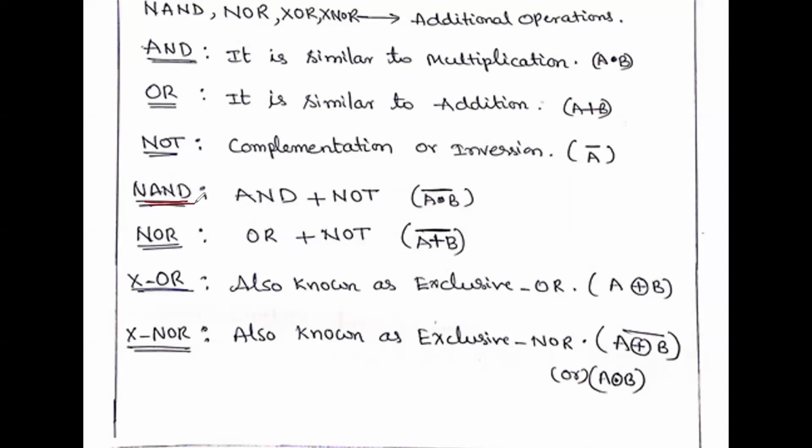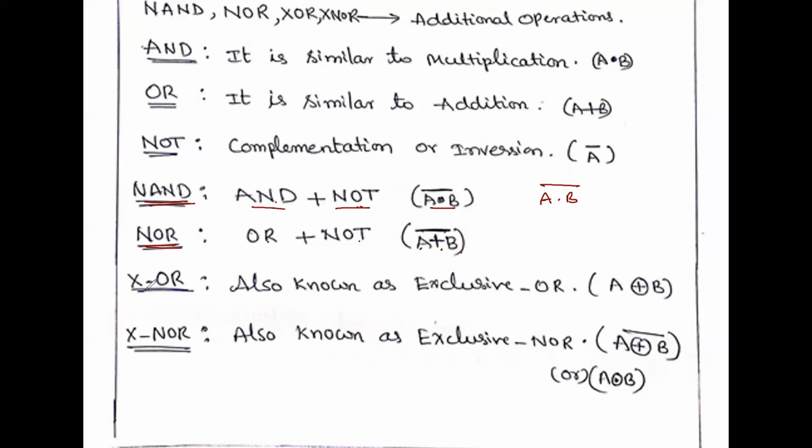The next operator is NAND, which is obtained from the combination of AND and NOT. That means AND plus NOT. Now, AND means A dot B. Apply NOT for the whole AND. That means (A dot B) whole bar. The next one is the NOR operator. NOR means the combination of OR plus NOT. That's why (A plus B) whole bar.